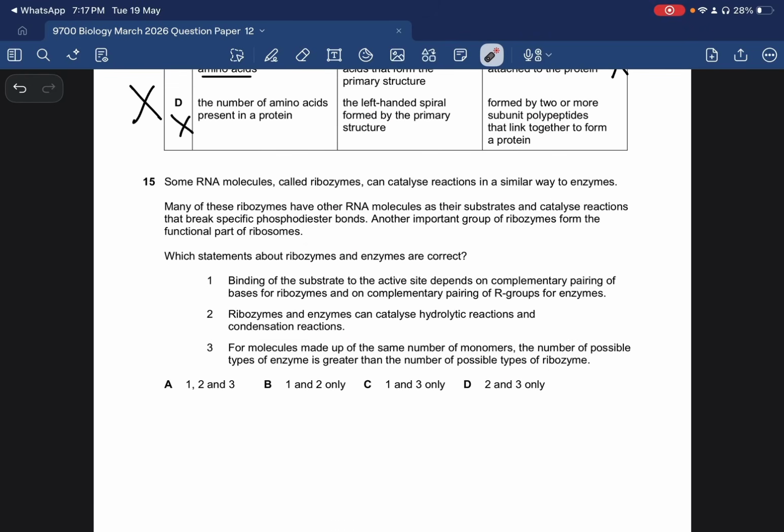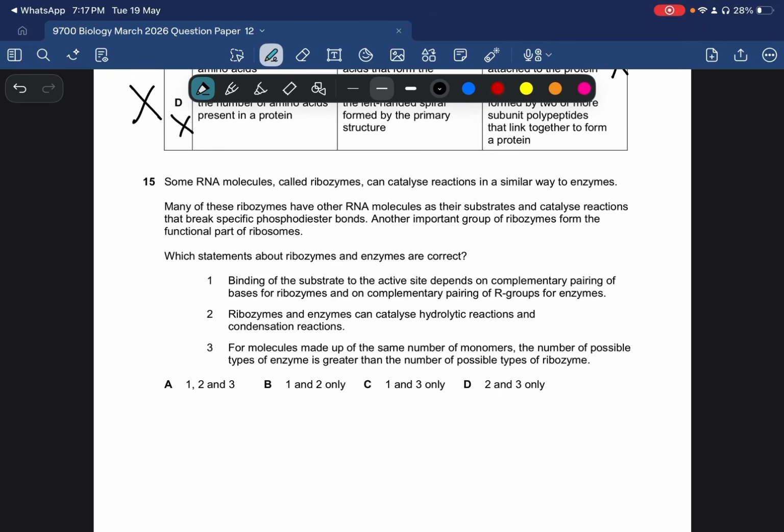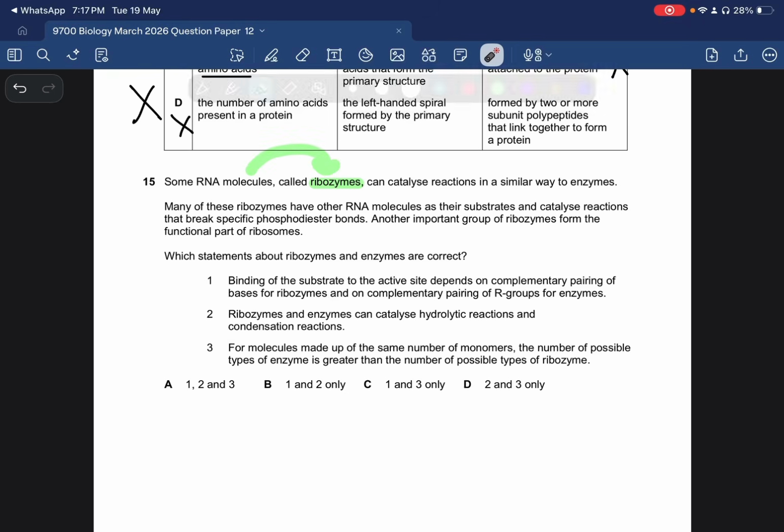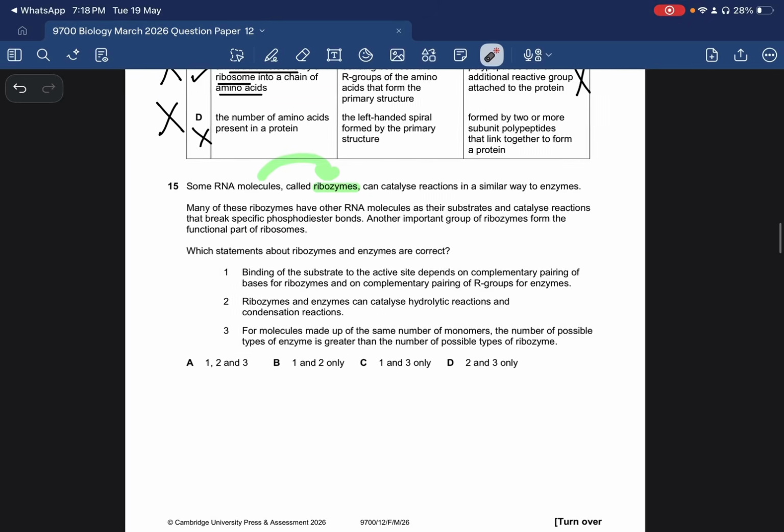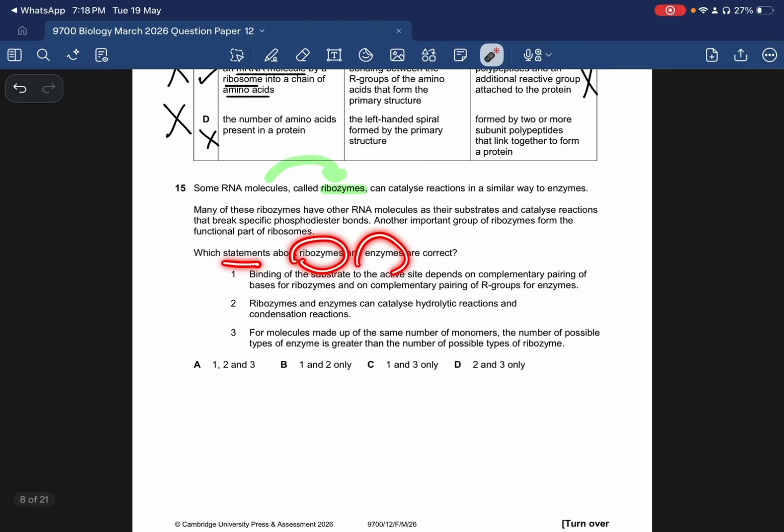Right. Question 15. Some RNA molecules called ribozymes, right? Okay. So this is an RNA molecule that can catalyze a reaction. So they're acting as an enzyme. They can catalyze reactions in a similar way to enzymes. Many of these ribozymes have other RNA molecules as their substrates, and catalyze reactions that break specific phosphodiester bonds. Another important group of ribozymes form the functional part of ribosomes. Which statements about ribozymes and enzymes are correct?